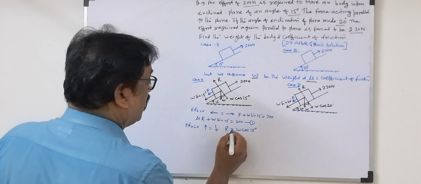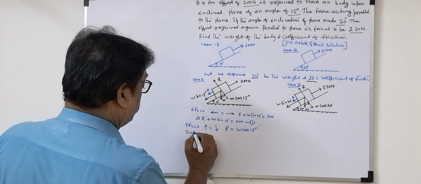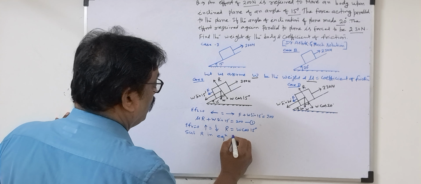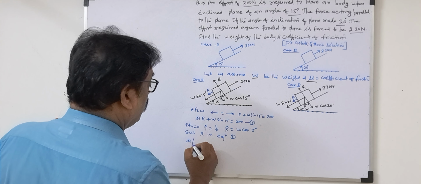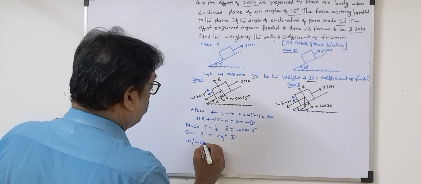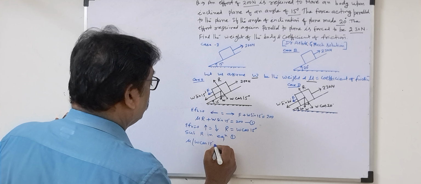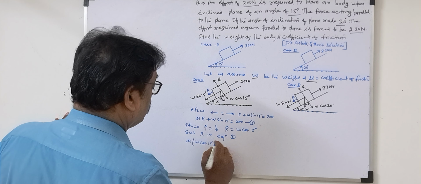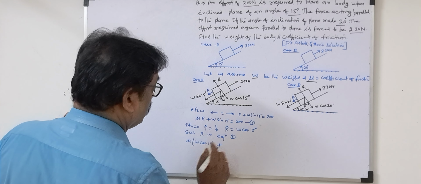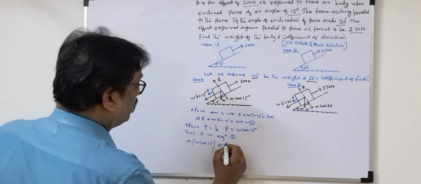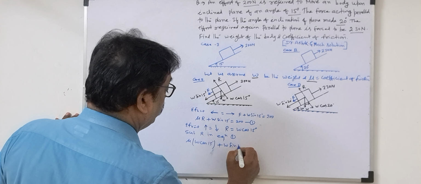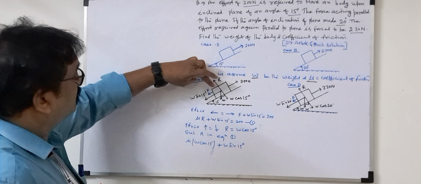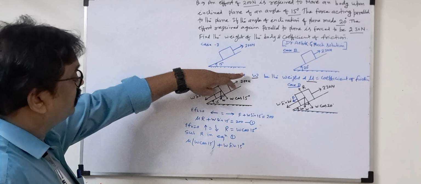Now substitute R in equation 1. So what will we get? Mu W cos 15 degree plus W sin 15 degree. Are you correct? Sigma FH: F plus W sin 15 degree is equal to 200.